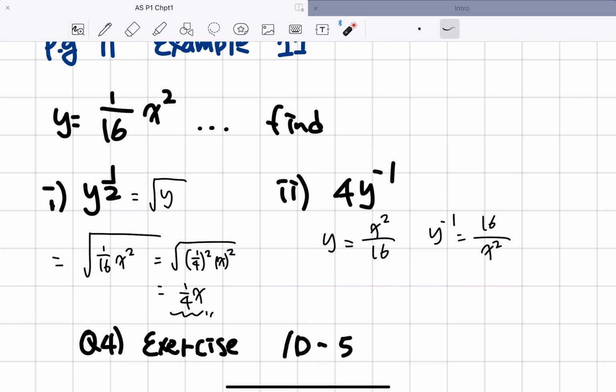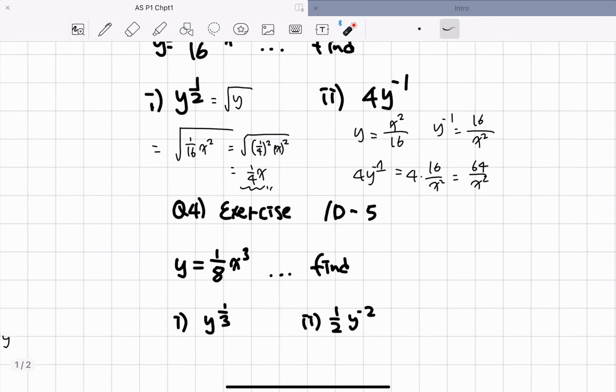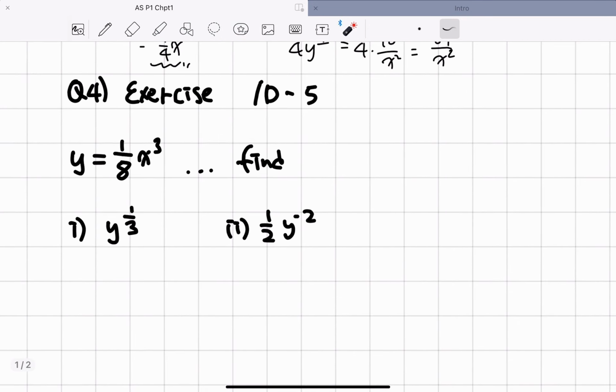And next, we multiply 4 on both sides to get this one. So 4y to the power minus 1 equals 4 times 16 over x squared, which is 64 over x squared. So yeah, this is also a quite simple question. Yeah, and this is a question from exercise 1D5. Try to solve this question.